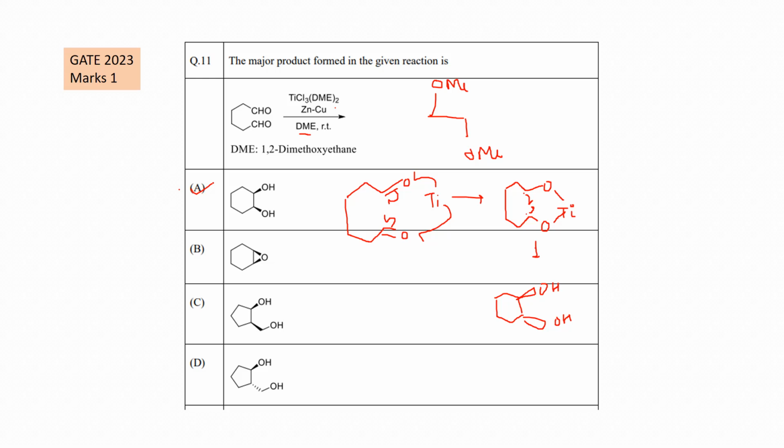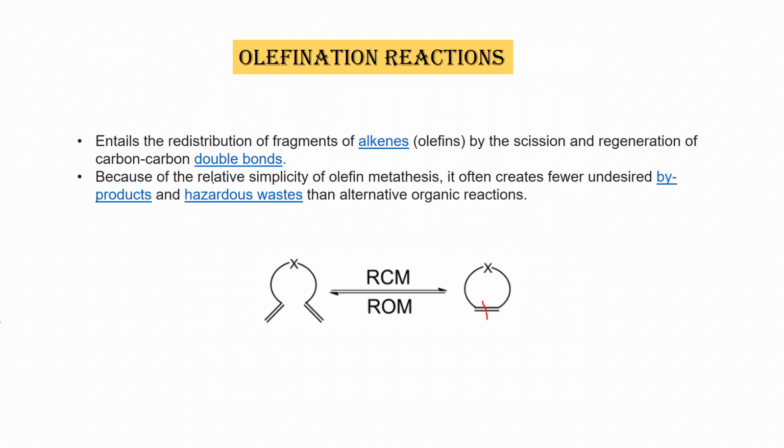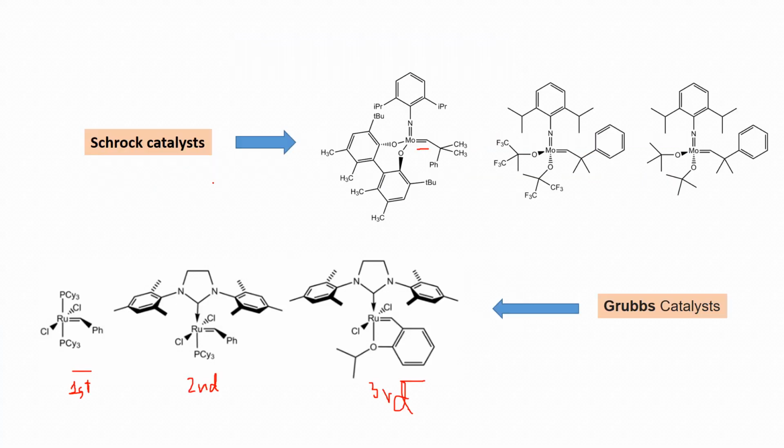So this was the McMurry reaction. I hope you have understood. Let's go to another type of olefination reaction. It's called olefin metathesis, which includes ring closing or ring opening metathesis. For this one we use a different type of catalyst, Schrock and Grubbs catalysts. This is the first generation catalyst, this is the second generation, and third generation.